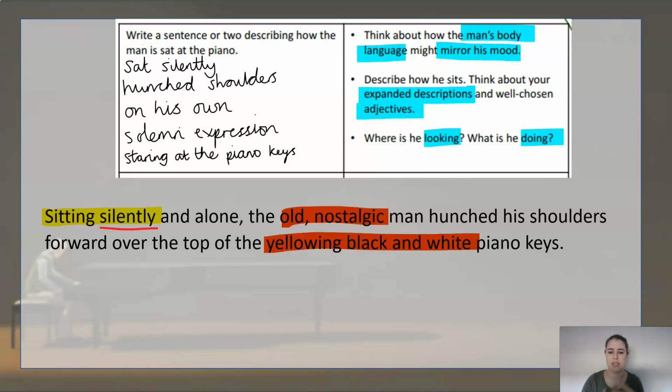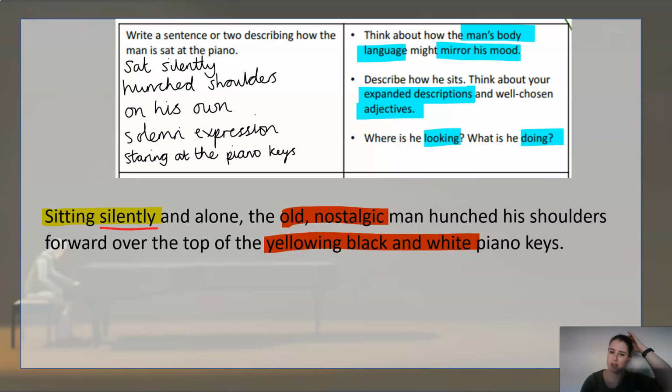So here I've added my additional adjectives of the yellowing black and white piano keys, and I actually wrote that from yesterday's lesson. Previously, I just explained that he was hunched forward over the top of the piano keys. So you can see I've already added an expanded noun phrase, additional adjectives, an adverb and a verb opener just from changing very few words in what I originally wrote on Tuesday. I've just been able to change the order of my sentences and the additional phrase I've got in there to expand on the information that's been given. So now we're going to have a go at writing the next part of our paragraph.